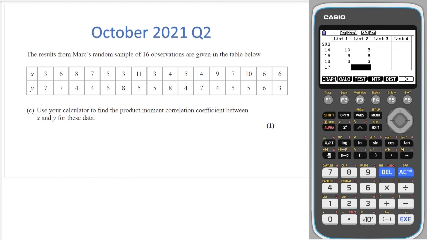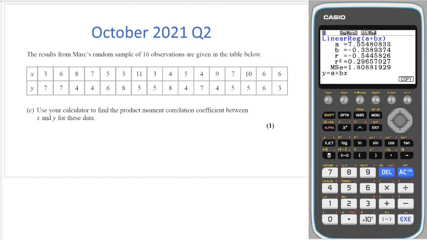So I've put all the y's in, and now I press calc, and I press reg for regression, and I press X, and I press either of the two, it really doesn't matter. Let's go for A plus BX. And there we get our R value. So I can write down my R value now as minus 0.5446 to 4 decimal places.